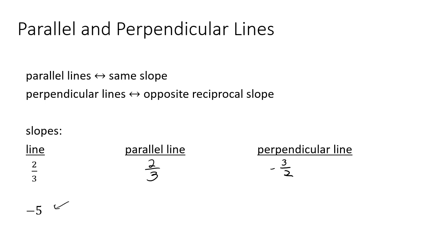For the line with slope -5, a parallel line would also have to have a slope of -5. A perpendicular line, and again, you can always think of a number as being over 1 if it's a little bit tricky at first, the opposite reciprocal slope would be positive this time, 1/5.